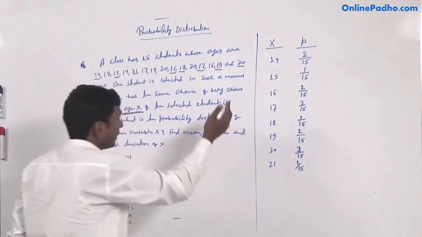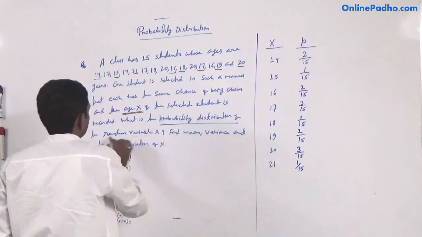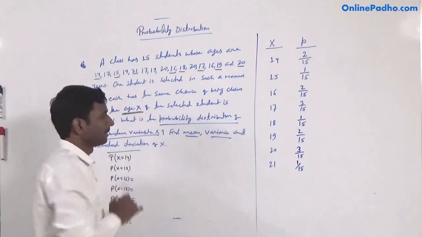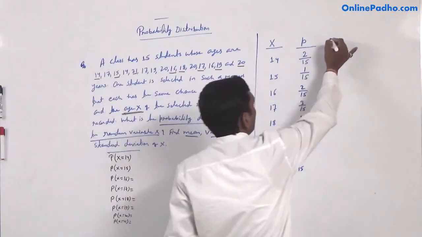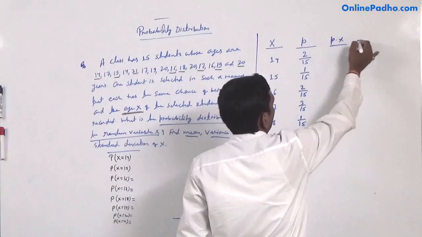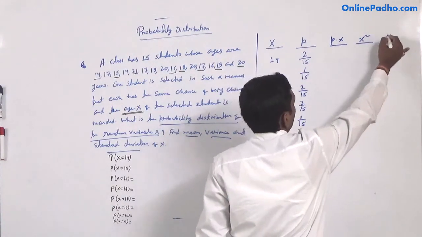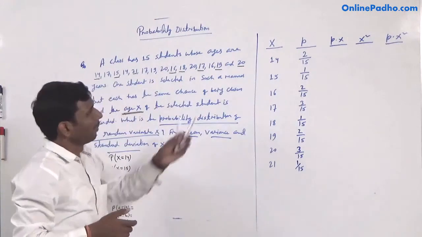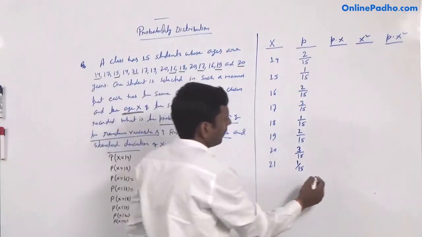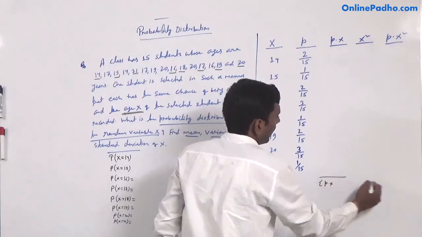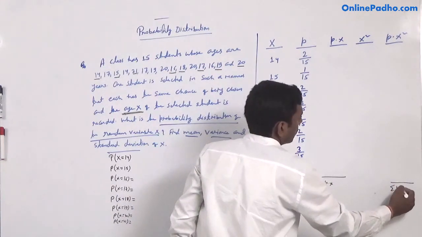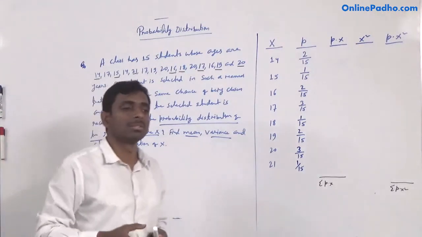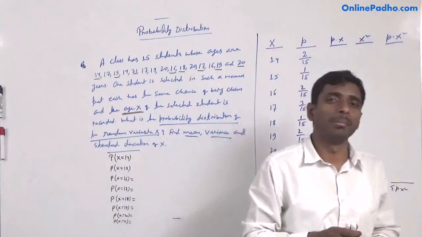Now these are the probability distributions of the random variables. Now we have to find mean, variance and standard deviation. To find the mean, we have to make a column P multiplied by x, and to find variance, we have to make two columns, x square and px square, right? So now we can make the columns, and adding this we will get summation px, and adding this we will get summation px square. You can find the mean, standard deviation and variance of the observations with the random variable, right?